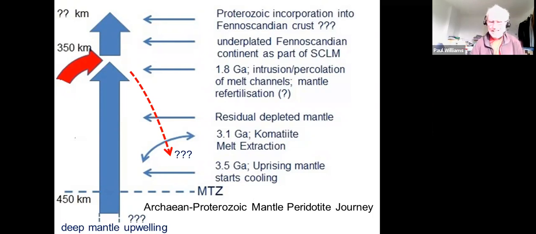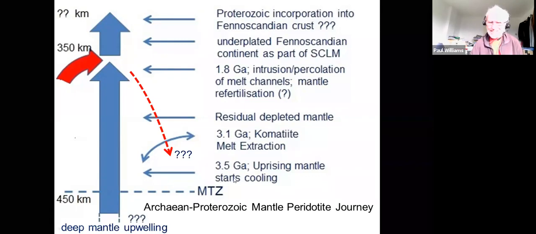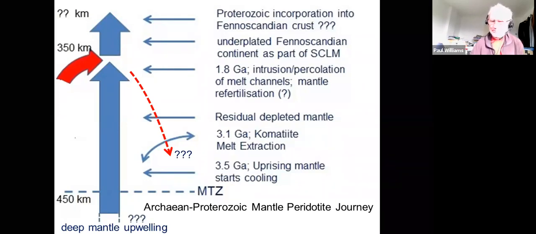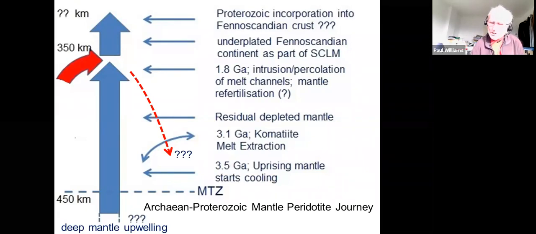So 3.5 Ga, a bit of mantle, possibly from a very, very deep mantle upwelling, begins to cool. And as it begins to cool, it sets the atomic clock at 3.5 Ga. It then carries on rising up, and it gets to about 3.1 Ga. At 3.1 Ga, we start to generate a komatiite melt from it. And we continue to rise up.